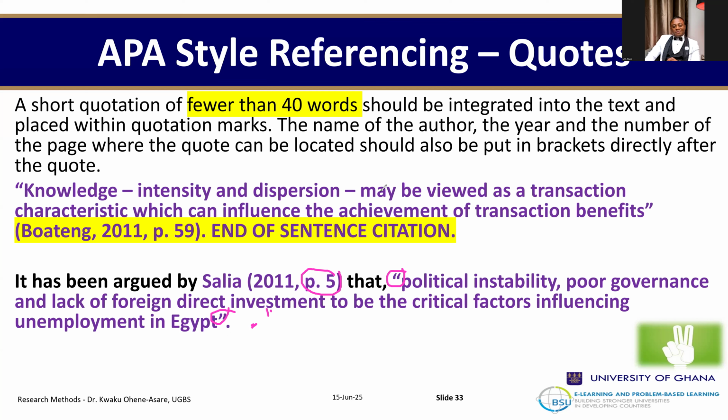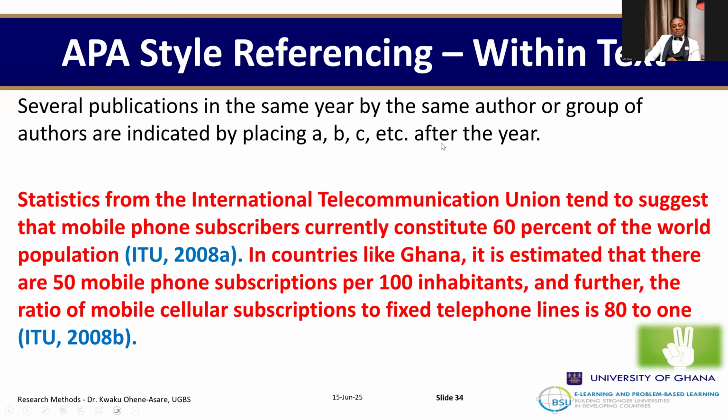Okay. Next. So that is how you do the quotation analysis. What about in-text, when we have the same person? The person has written 2 papers, 3 papers, 4 papers in the same year, and you want to cite some of them. In this case, we have to distinguish which paper you are talking about.